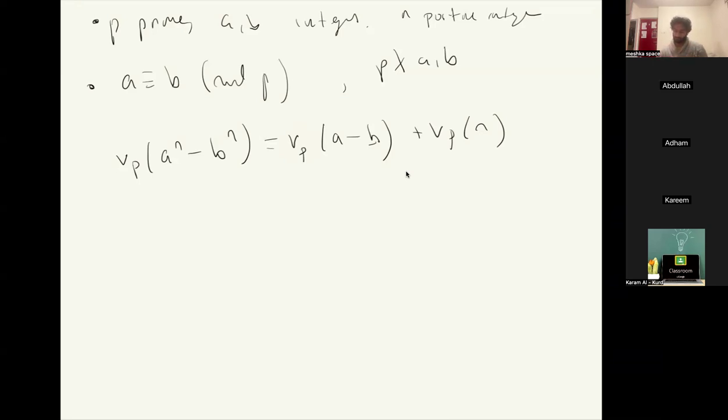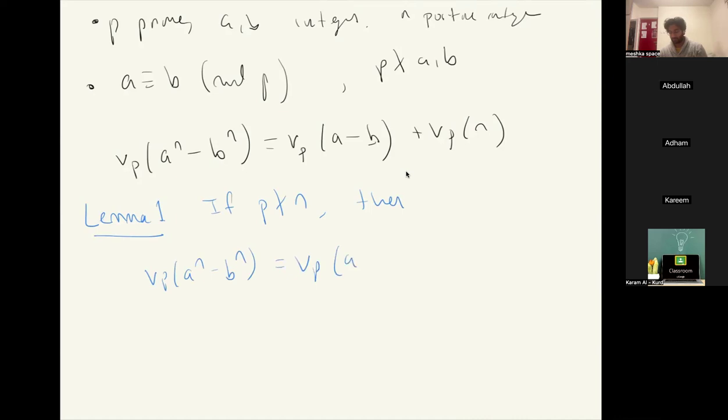So let me write down the two lemmas that will imply the result. Lemma 1: if P does not divide n, then Vp of A to the n minus B to the n is the same as Vp of A minus B. Okay, the first lemma. So it's consistent, right? Because if P doesn't divide n, then this term here is 0, and they should just be equal.